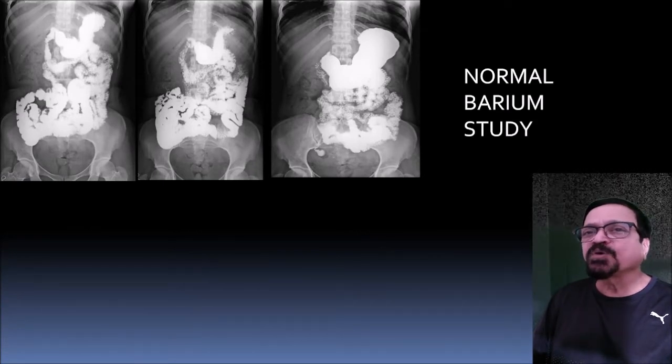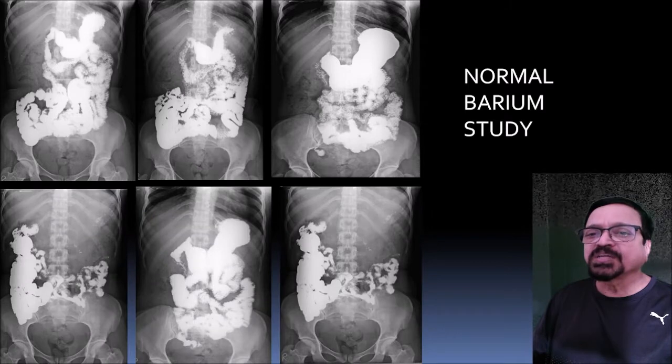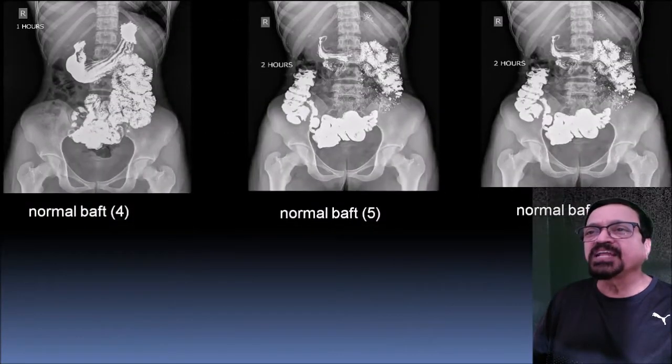Now this is a small bowel follow through. First you can see the distended stomach, then you can see the C loop of duodenum, you can see feathery appearances of the jejunum, and you can see the ileum also. Now in the further film, the barium is traversing to the ileocecal junction, crossing it and going into the large bowel. So this was normal.